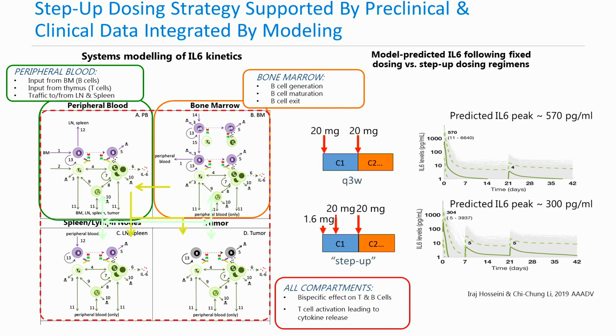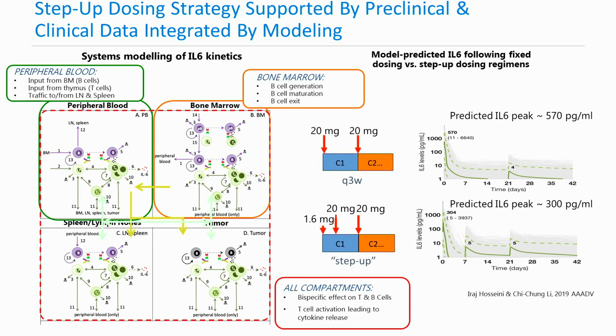It describes the B cell generation, maturation from the bone marrow, exit and traffic into other tissues. It also describes T cell generation from the thymus into the blood, and T cells can also traffic into different tissues. In all compartments, the T cell activation is described as a function of the concentration of Mosun in the T cells and B cells, and these are the upstream driver for IL-6 release. And this model was leveraged to inform the phase 1 dose escalation design for Mosun.